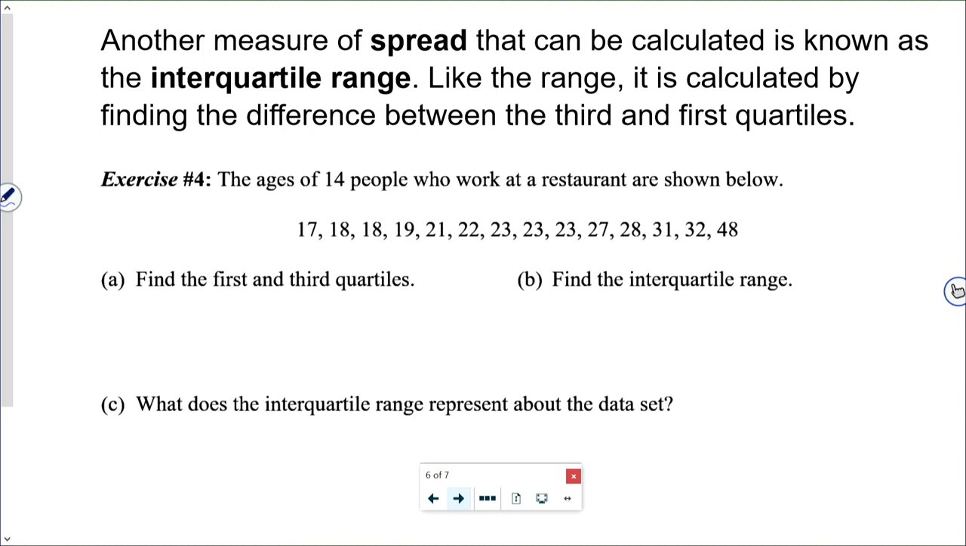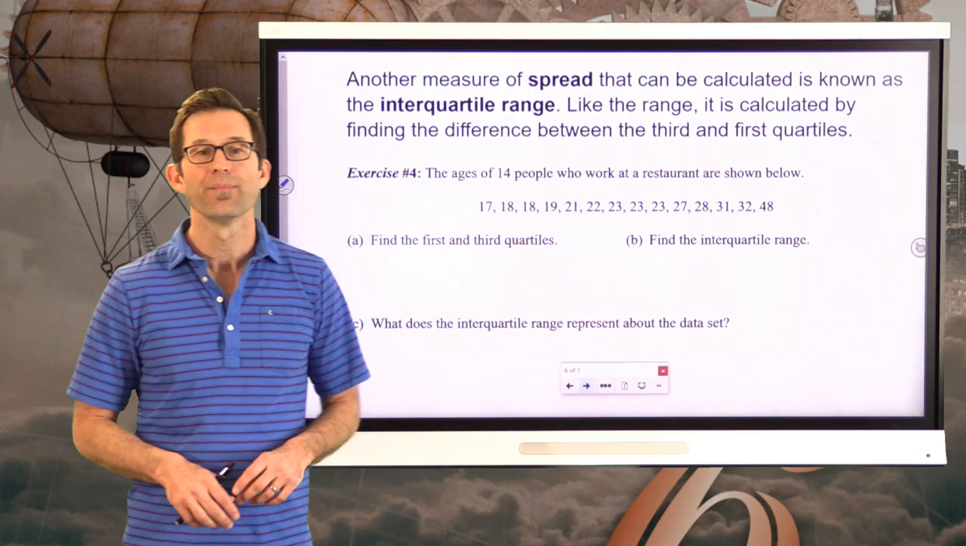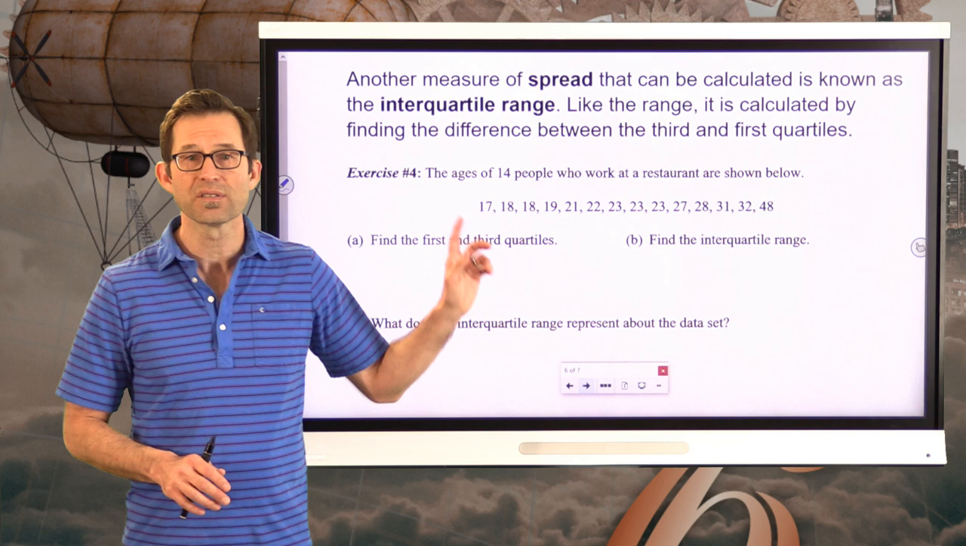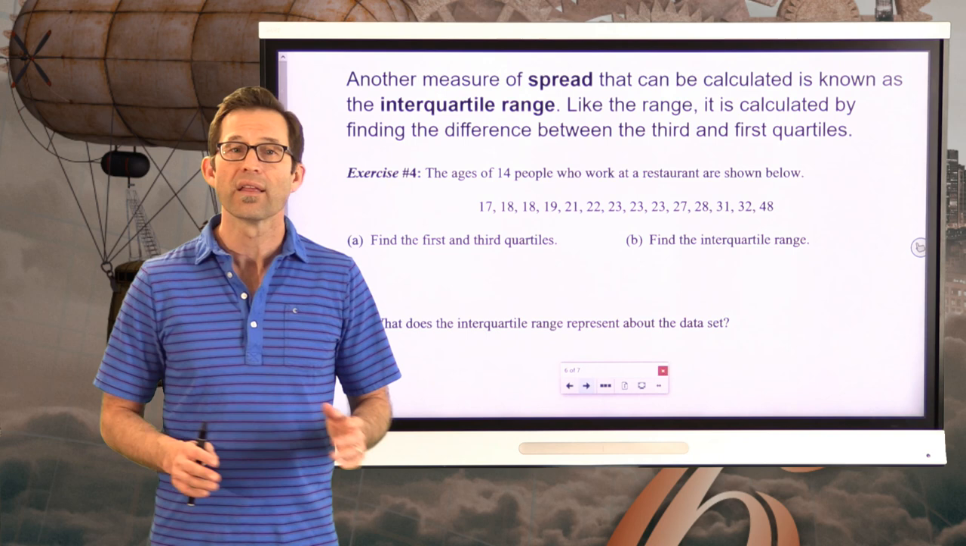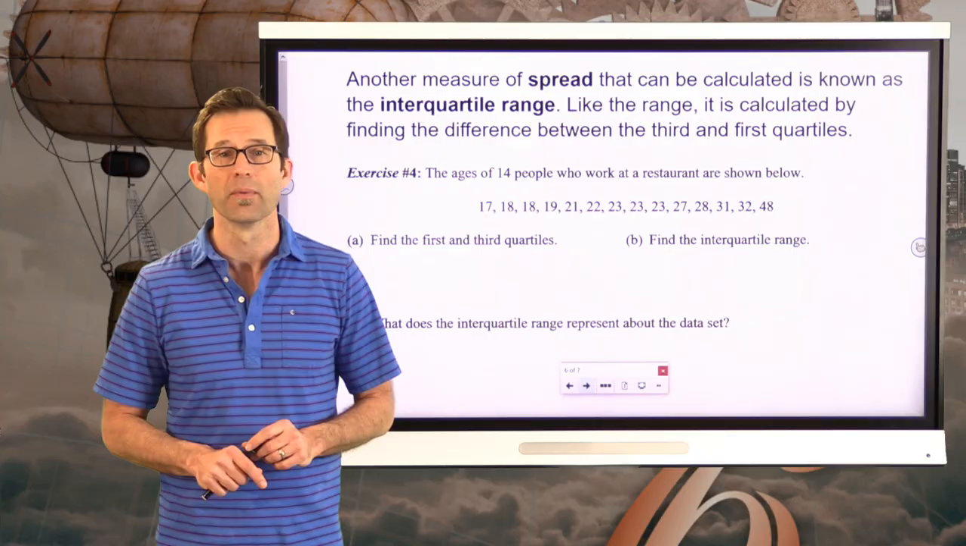The ages of 14 people who work at a restaurant are shown below. Letter A, find the first and third quartiles. All right, so what I'd like you to do is pause the video now, take this data set that has 14 people in it, and figure out what Q1 is, the lower quartile, and Q3, the upper quartile, also known as the first and the third quartiles. Go ahead and do that. Take a few minutes.